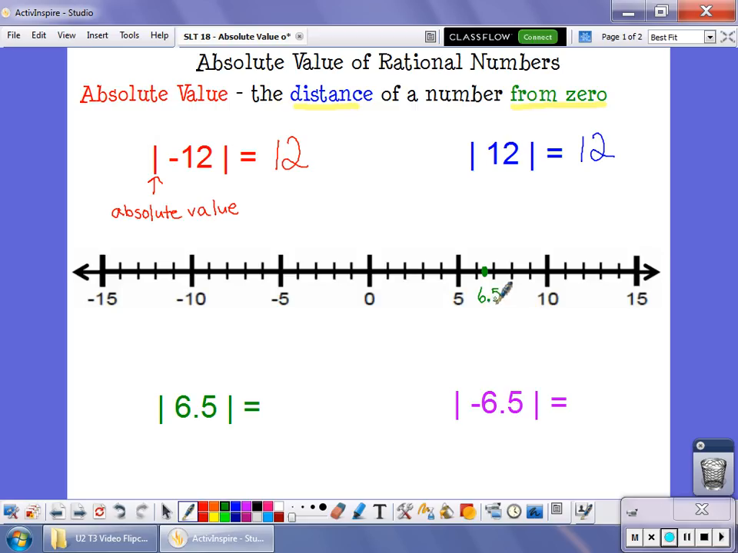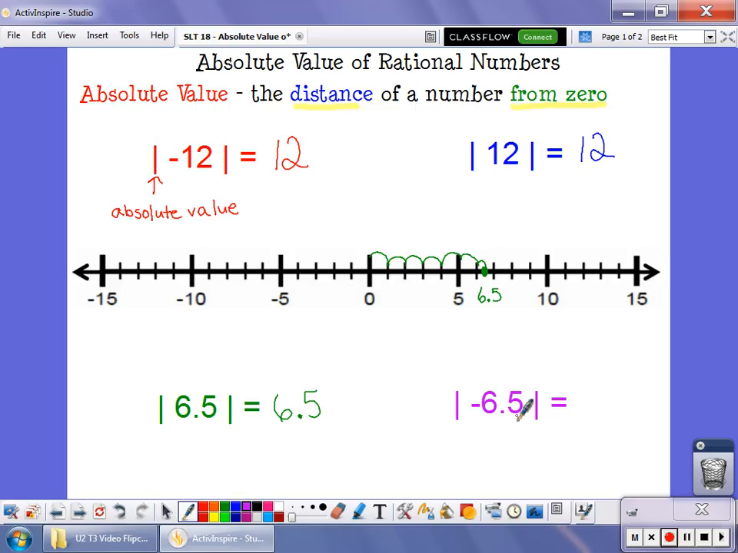And if I want to know the absolute value of 6 1/2, I want to know how far away from 0 it is. So we've got 1, 2, 3, 4, 5, 6 1/2 units. So the absolute value of 6 1/2 is 6 1/2. It's 6 1/2 units from 0.